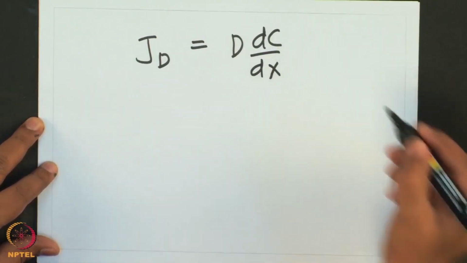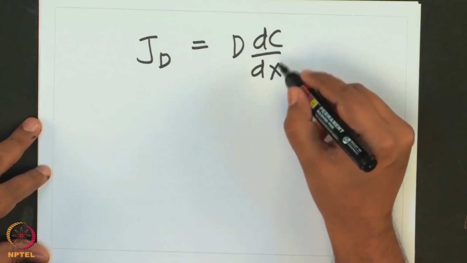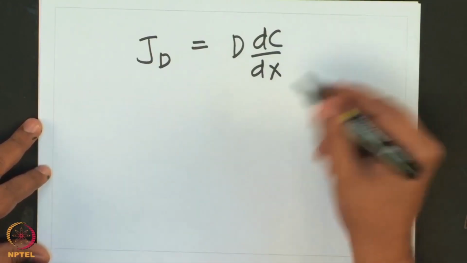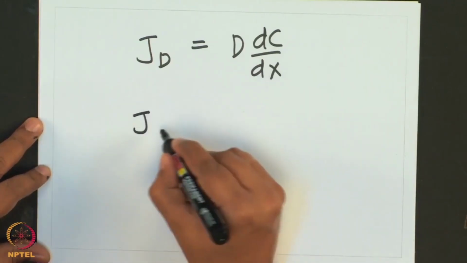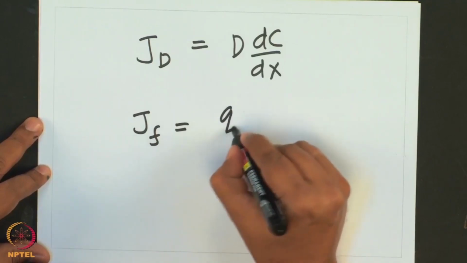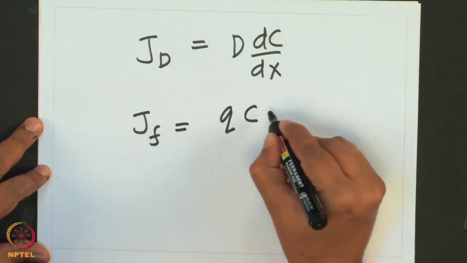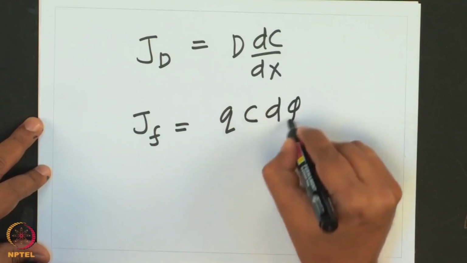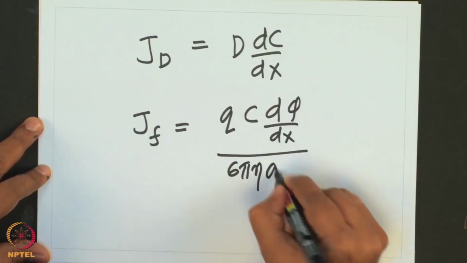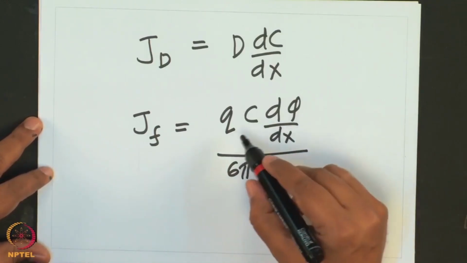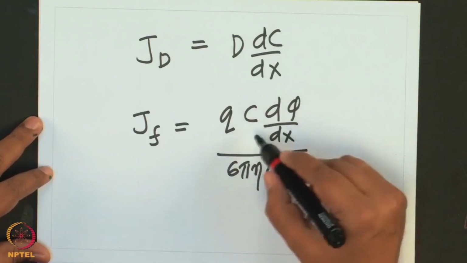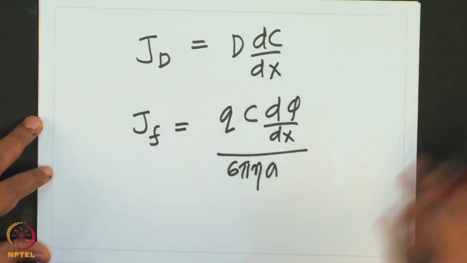So D dC by dx, I write ordinary derivative because there is no partial derivative, because this is independent of time. I am going to discuss everything in equilibrium. So this is going to be q C d phi by dx divided by 6 pi eta a. So I substituted, wherever there was a F, instead of F I substituted the formula that we had written earlier.